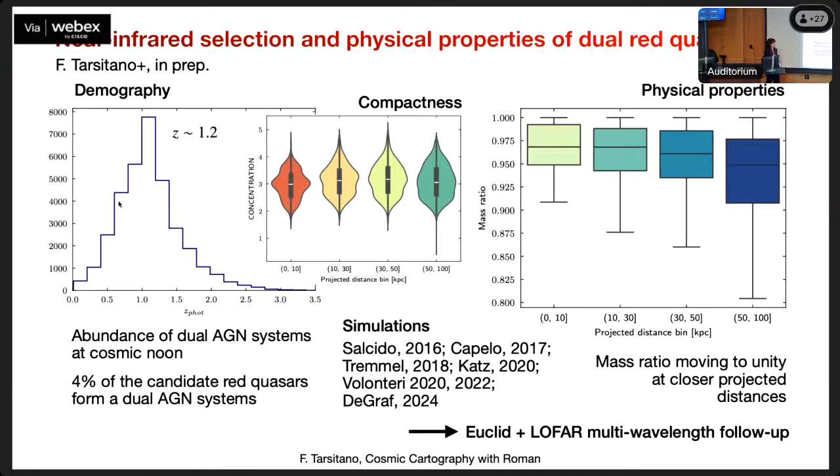Furthermore, we observe that the mass ratio between the two objects in the dual AGN systems tends to unity when we decrease their projected distance. And our findings are very much in line with the comprehensive set of hydrodynamical simulations that is already available and tries to give predictions about the formation and the evolution of dual AGN systems.